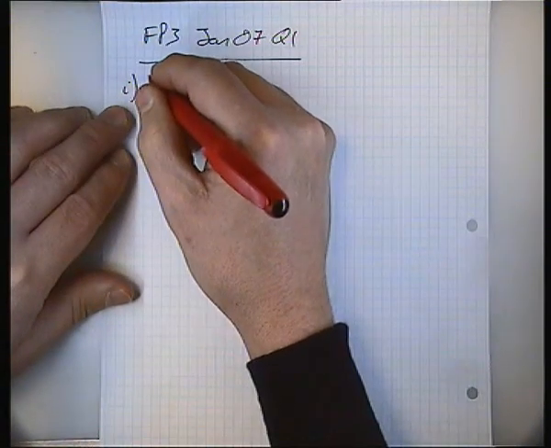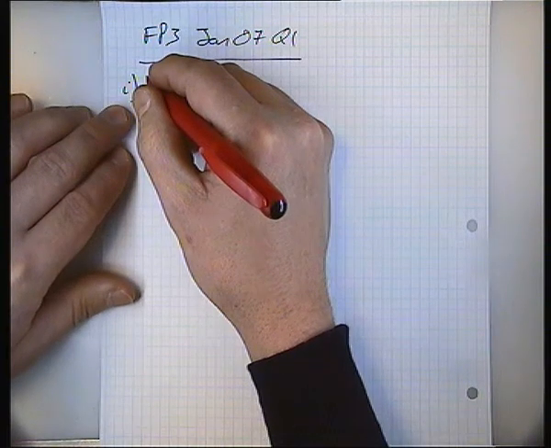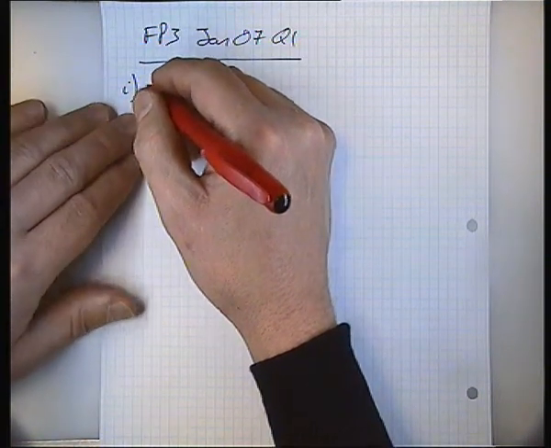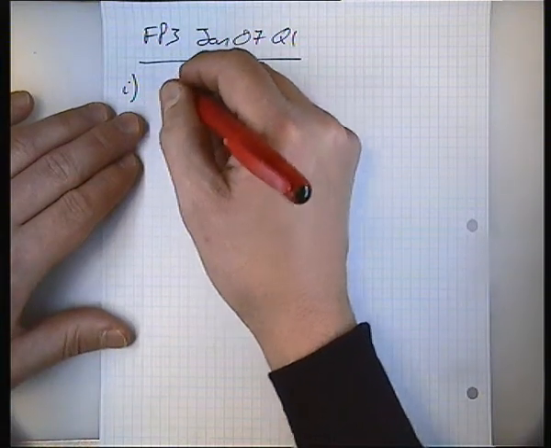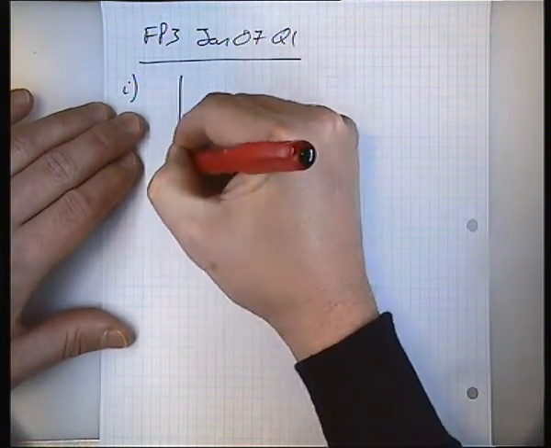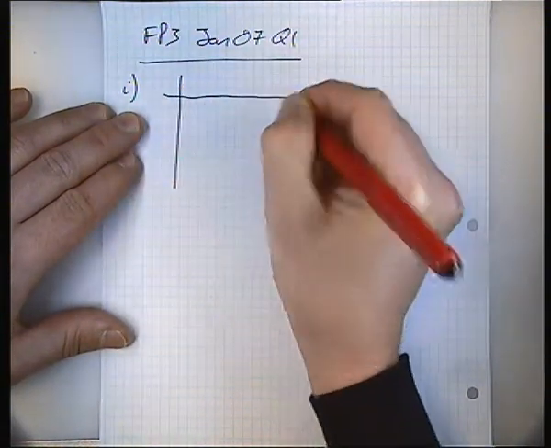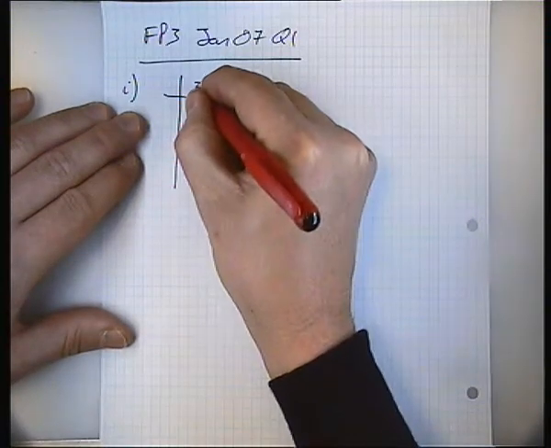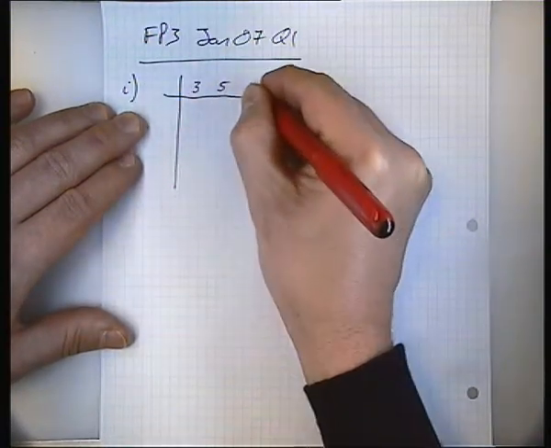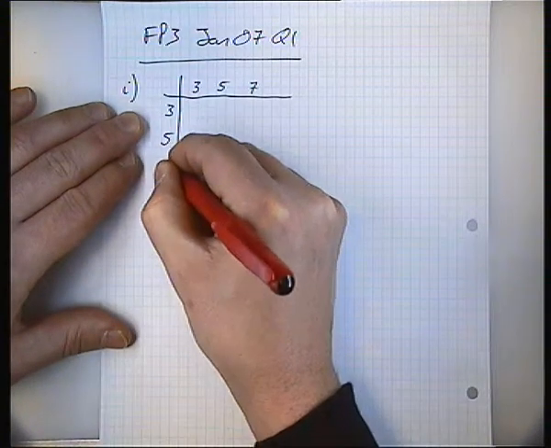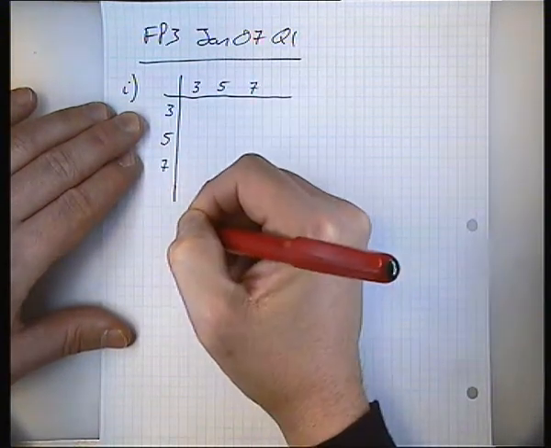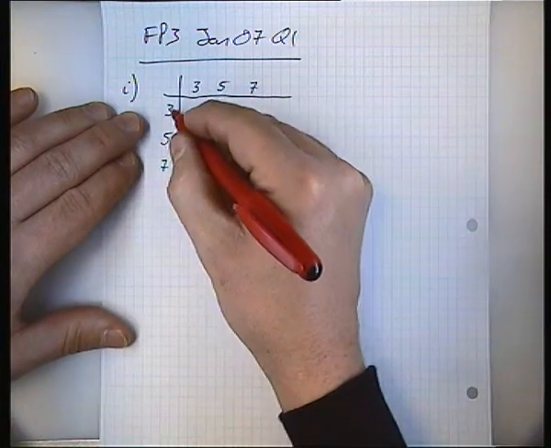Now, the first part of the question asked us to show that the set of numbers under multiplication modulo 8 does not form a group. Multiplication modulo 8 means that we're going to multiply the numbers together and then find their remainder when you divide by 8. So I'm just going to start a little group table here, because the easiest way to prove that something's not a group is often to show that it's not closed.